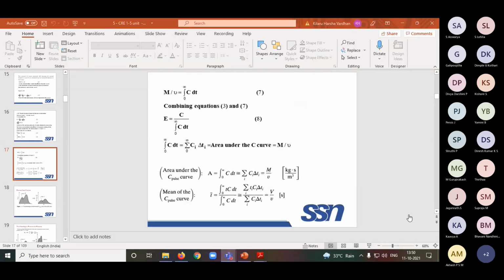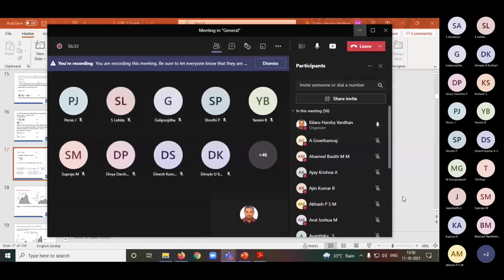Guru or Yamini, I think now 56 people are there. So minus 1, 55. So 10 people may be absent. Yeah, Guru, you're there?